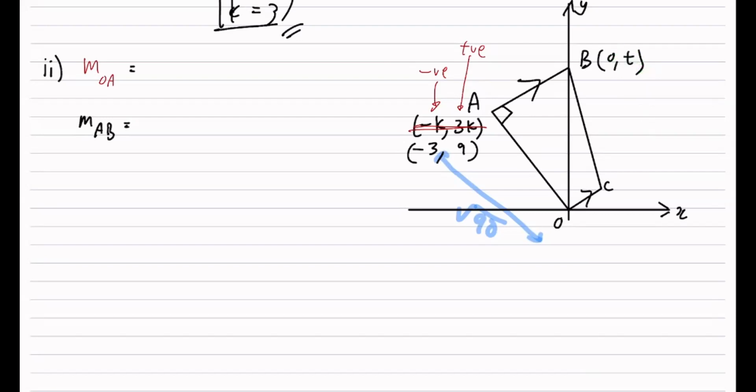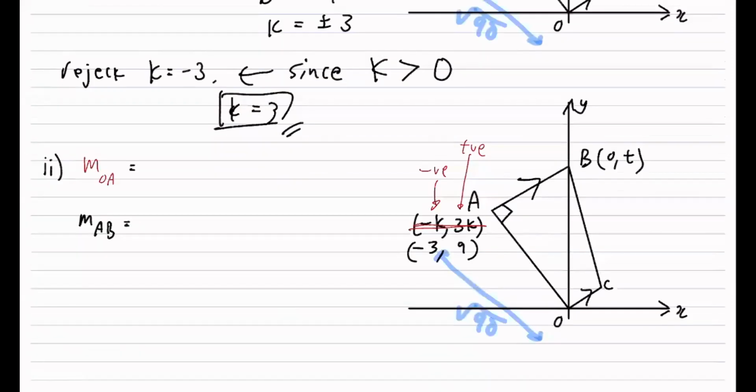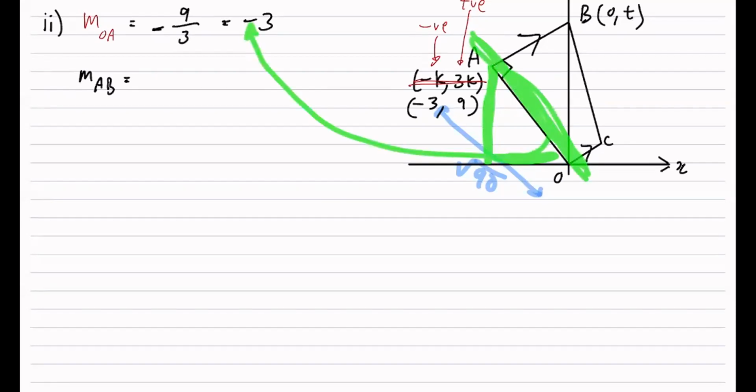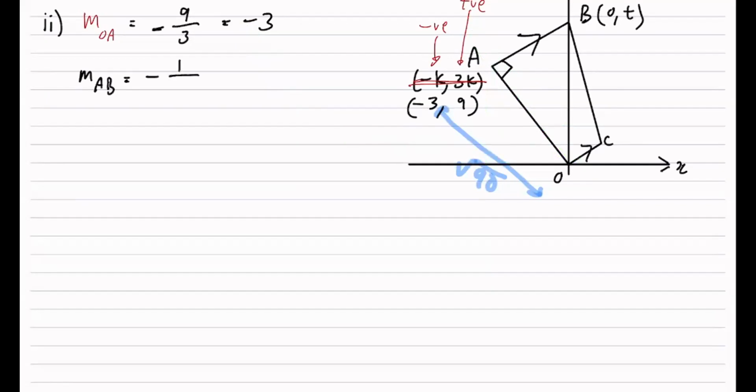So gradient here will be 9 over 3, but with a negative, so it's negative 3. I just think of it as rise here is 9, run here is 3, so 9 divided by 3. But since it's downward sloping, must have a minus sign. Okay, so that's MOA. How about MAB? Negative 1 over negative 3, which is just positive 1/3.